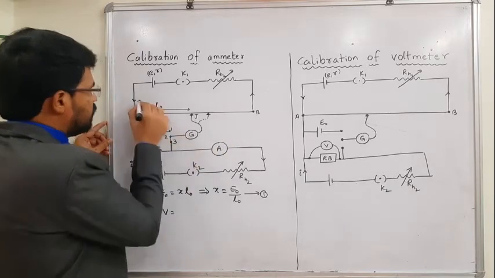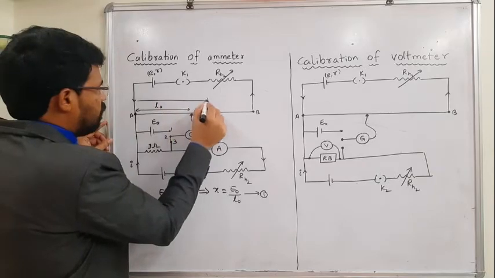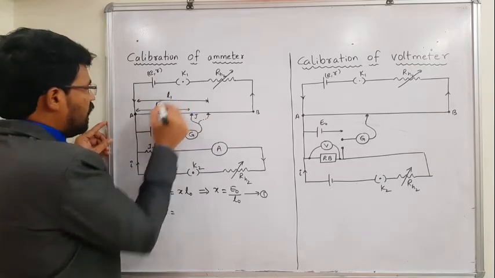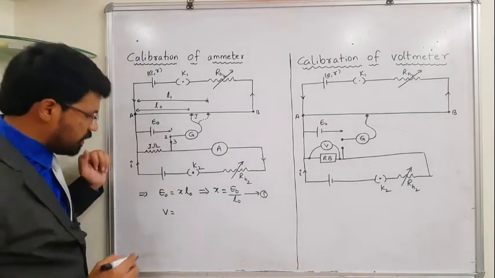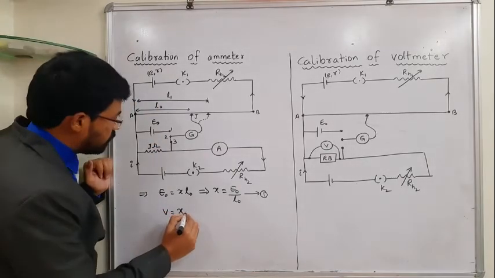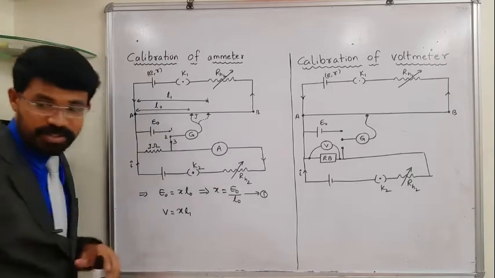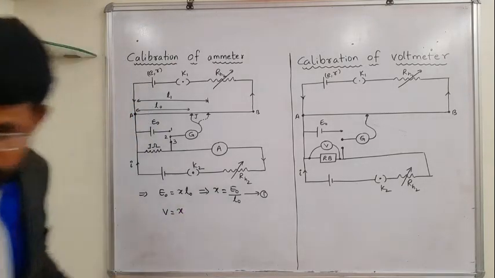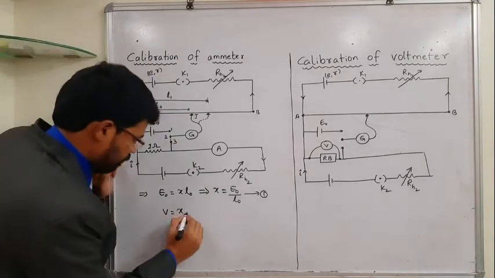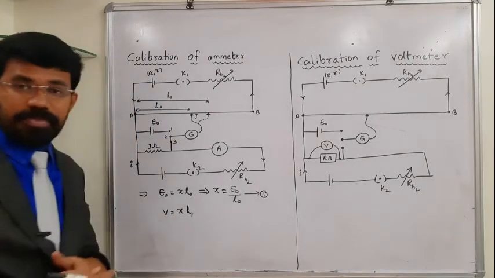This is the jockey position. Let us say this is the balancing length, I'll take it as L1. Then the potential drop across this resistance corresponding to this balancing length will be X into L1. That's how we will be writing it. X into L1, isn't it?